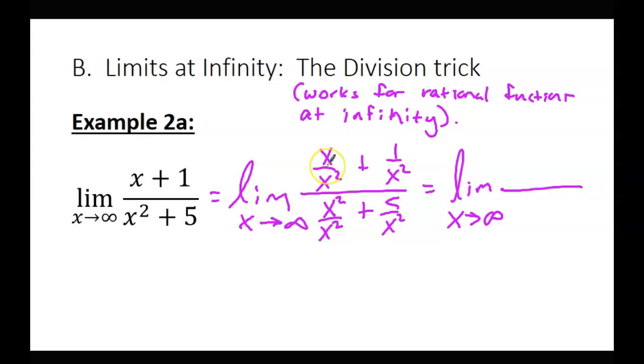So what's x over x squared reduced to? 1 over x. This one does not reduce, so I'm going to leave it the same. How about this one? 1. X squared over x squared is 1. And the last one doesn't reduce either.